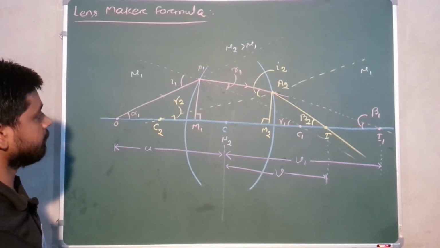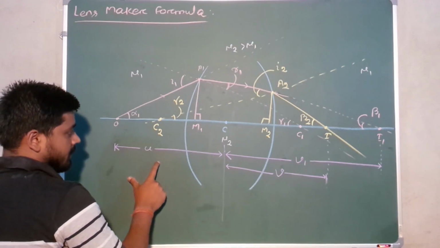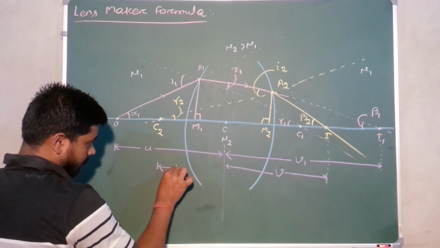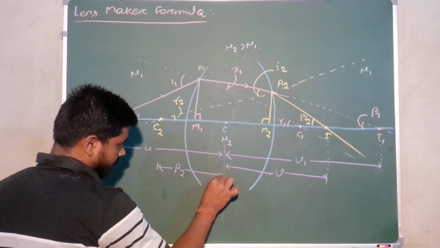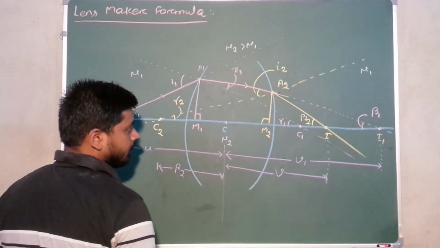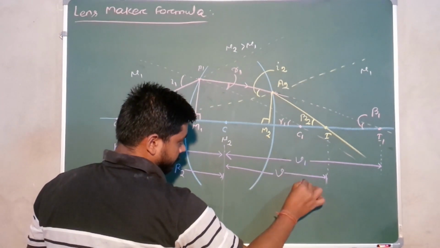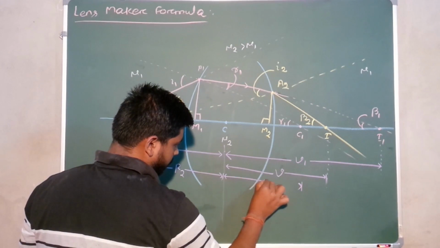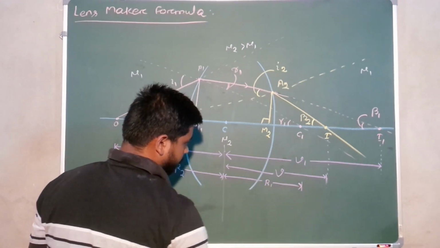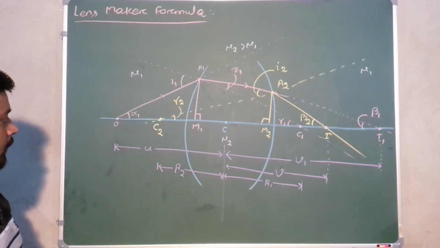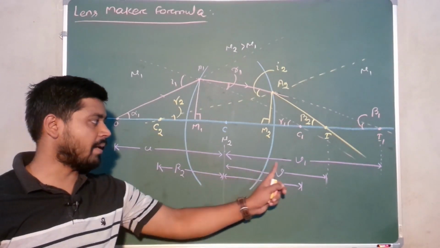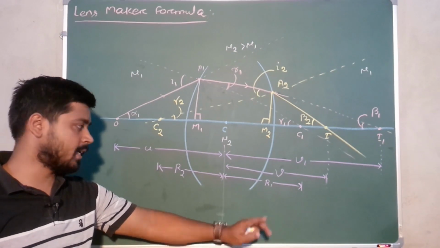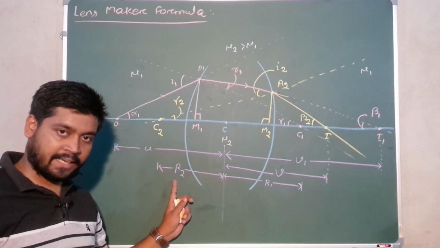Then C2, radius of curvature for second. Then C1, radius of curvature for first one. Okay, we got object distance, first image distance, then the final image distance, radius of curvature for first refracting surface, radius of curvature for second refracting surface.